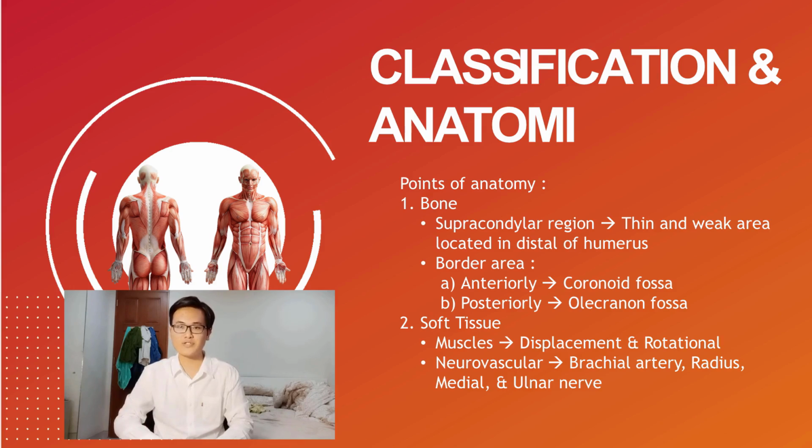The second is the soft tissues that correlate with the supracondylar fractures, which consist of, first, the muscles that have a role in the displacement and rotation of the distal segment, and second, the neurovascular injury that consists of the brachial artery that is located in the anteromedial of the distal segments, and major structures of the neurological system, which consist of the ulnar, median, and radial nerves.